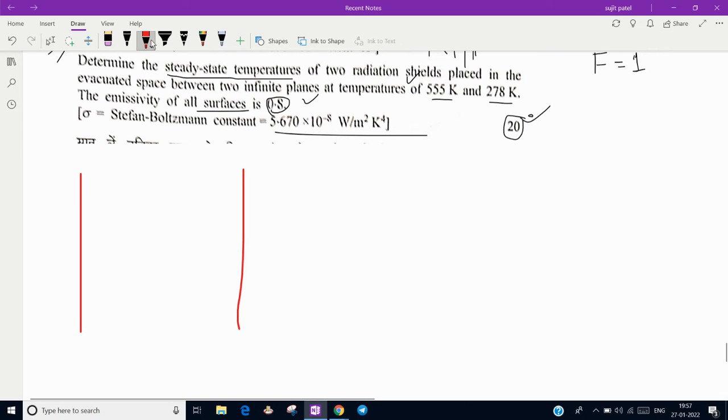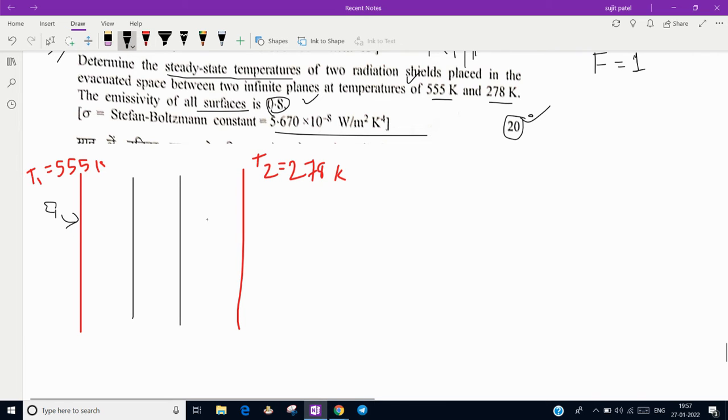So now, first of all, let us draw the diagram. What the question says: this red one is two plates having temperature T1 equal to 555 Kelvin and T2 equal to 278 Kelvin. I'm giving the emissivity of both the plates as E1, and these two shields having temperatures Ta and Tb, and their emissivities I'm going to take as E2.